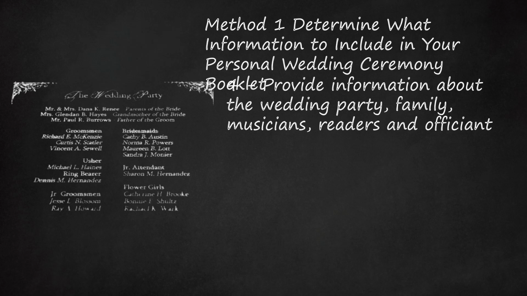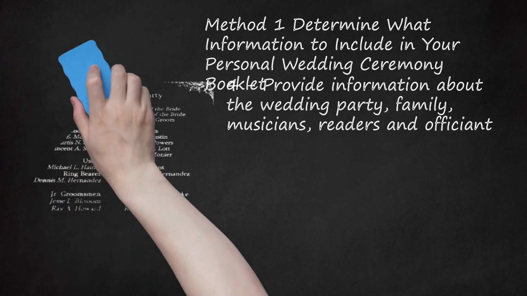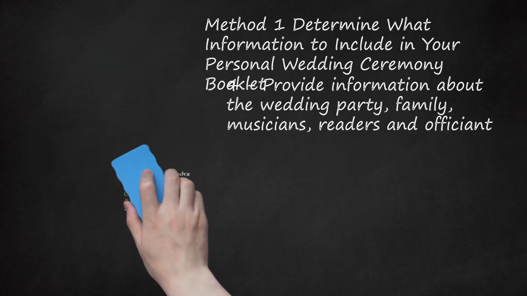Include information about the relationship of each person to the bride or groom. For example, list the best man with his full name and his relationship to the groom. Joe Smith, best man and college friend of the groom. The guests will feel more included in the celebration if they know some information about the wedding party and participants. Honor deceased loved ones with a special note in the wedding ceremony booklet.